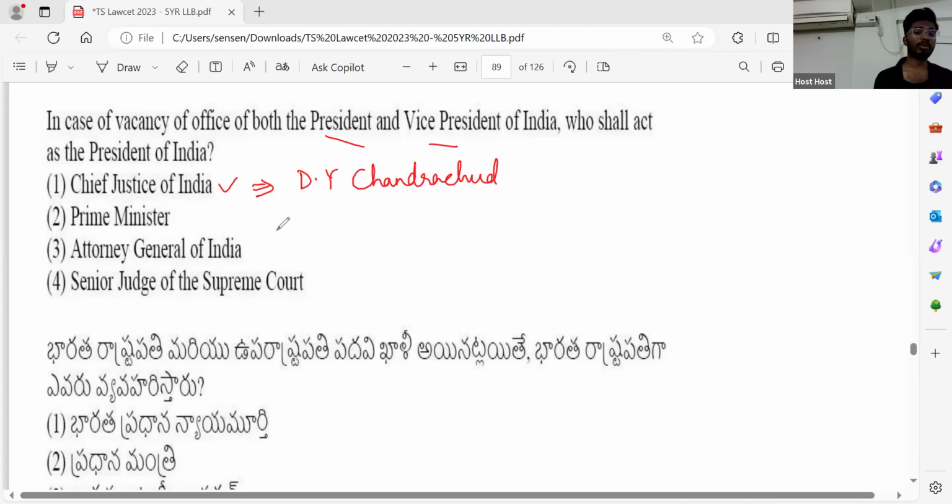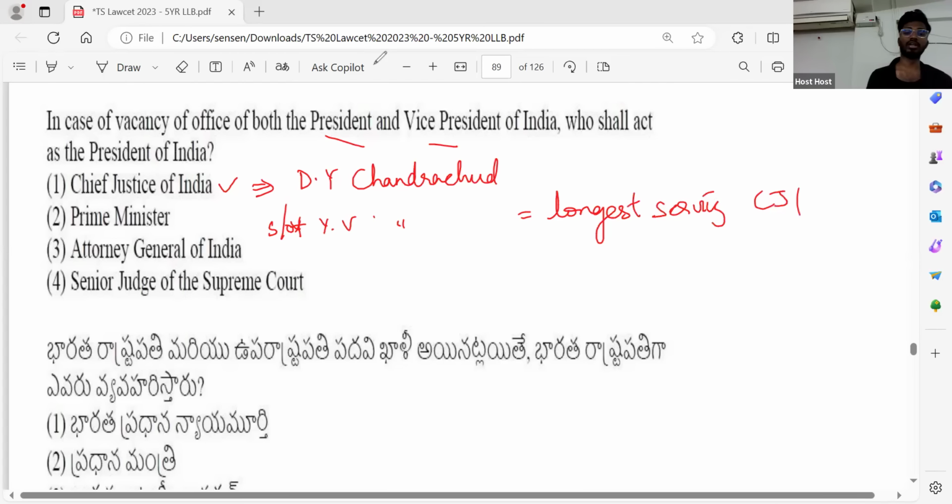And one more important fact I will give it to you. He's the son of Y.V. Chandrachud. This Y.V. Chandrachud is the longest serving Chief Justice of India. I think for more than 2000 days, he was the Chief Justice. So Y.V. Chandrachud was a former Chief Justice, his father. Now the son is the Chief Justice.